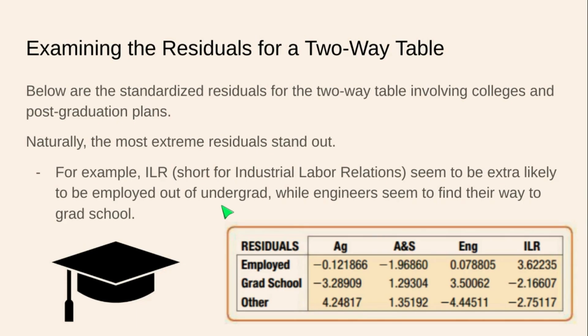All right, so industrial labor relations, yeah, that's past 3.5 standard deviations too high. They do seem especially likely to be employed out of undergrad. All right, well, engineers seem to find their way to grad school. So here they are, a little bit past 3.5 standard deviations as well. So we see that engineers are especially likely to end up in grad school. Tables of residuals like this can help us see where we can point to say, yeah, that's where the null hypothesis went wrong.